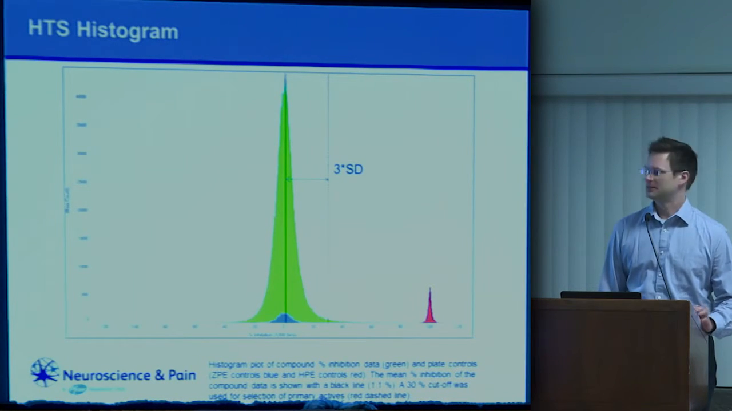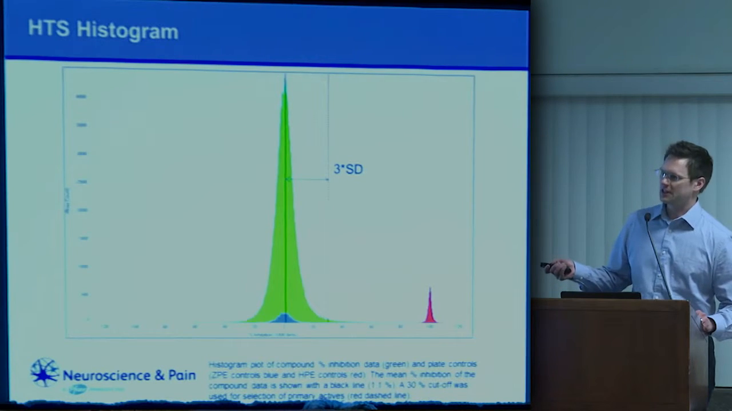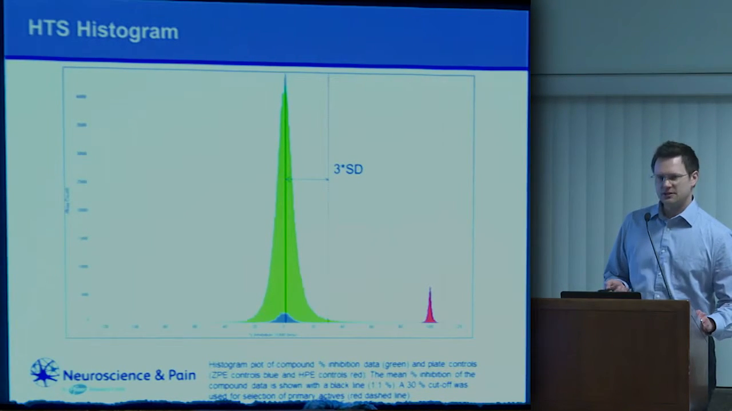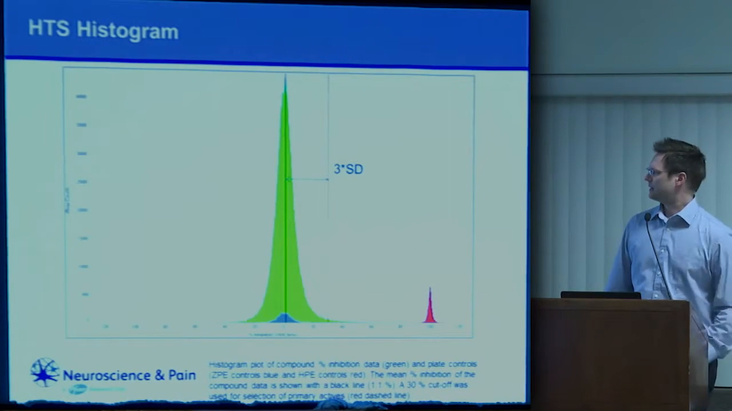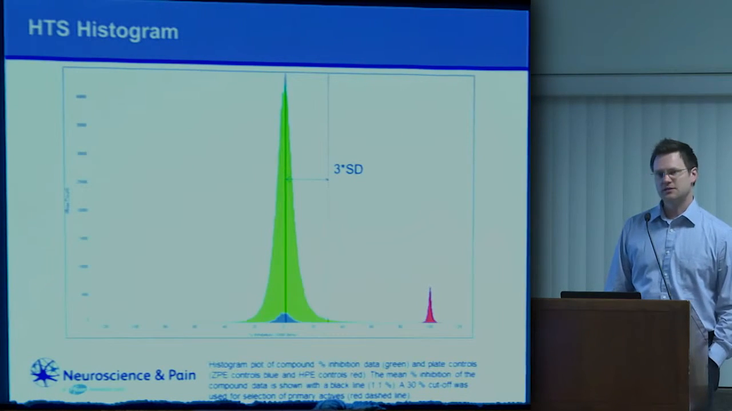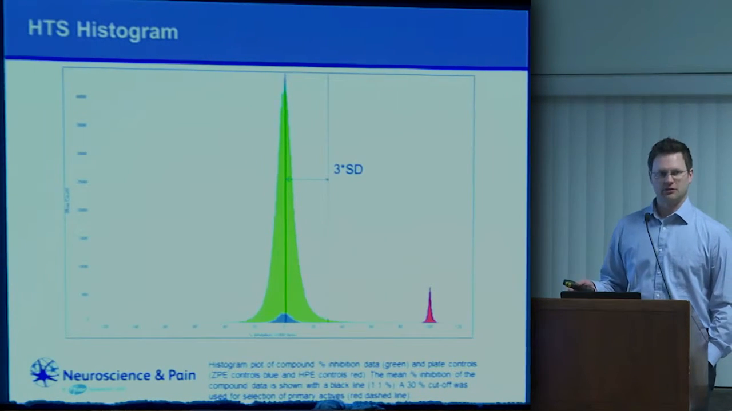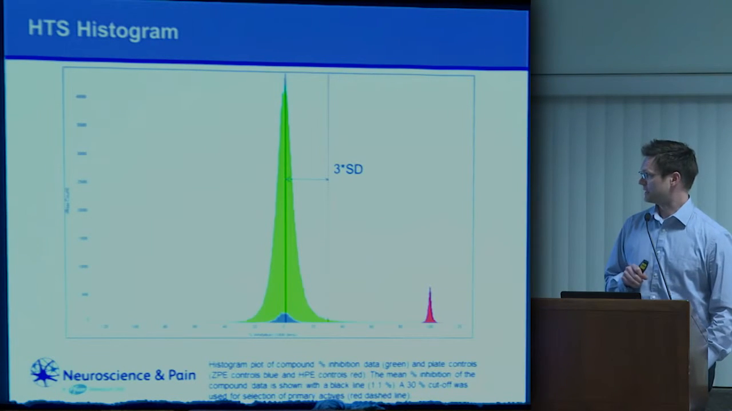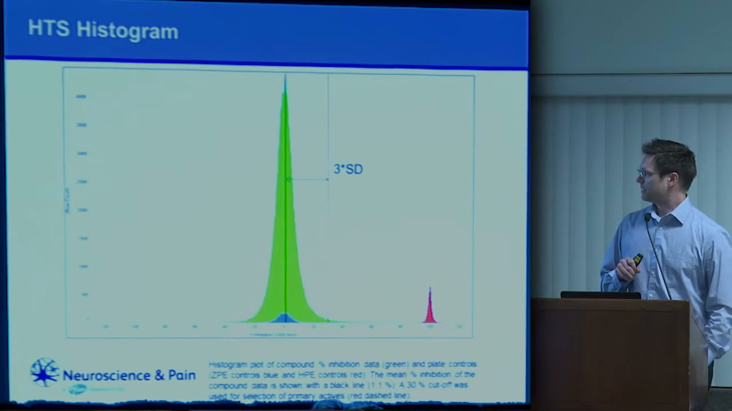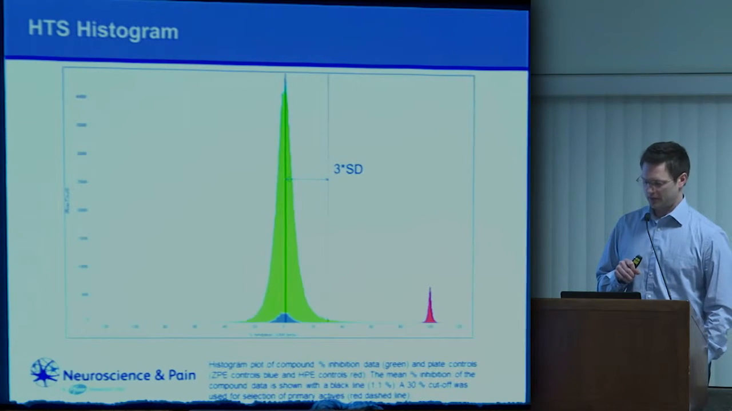It's very tight data. Our 3-time standard deviation is at about 30%, and we used that as our hit cutoff. So we had about 2,160 hits, equaling a hit rate of about 1.35% after the whole HTS was done. And yeah, we're very, very happy with this histogram. It looks very nice and tight.